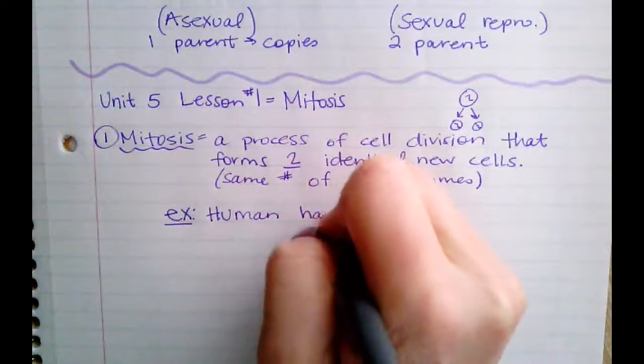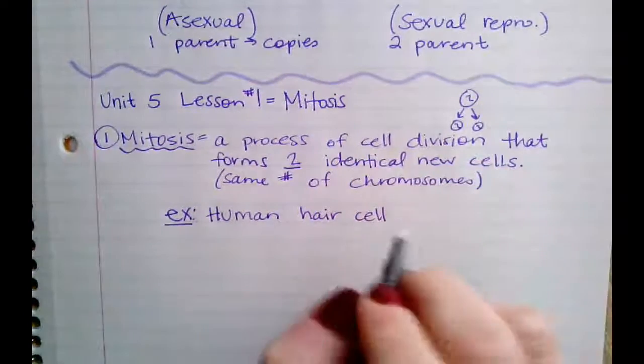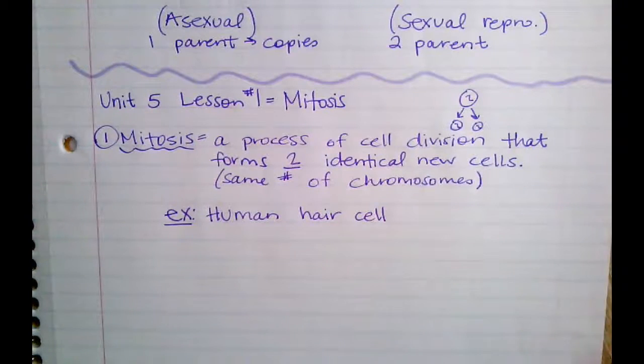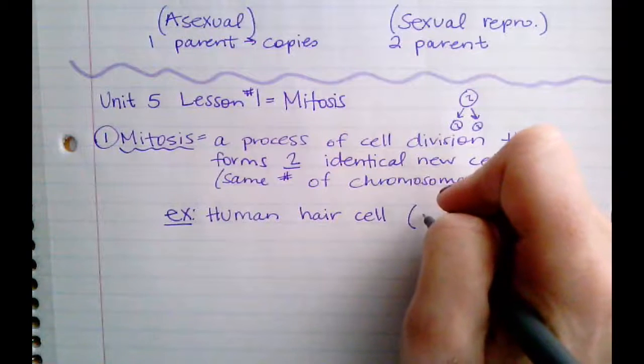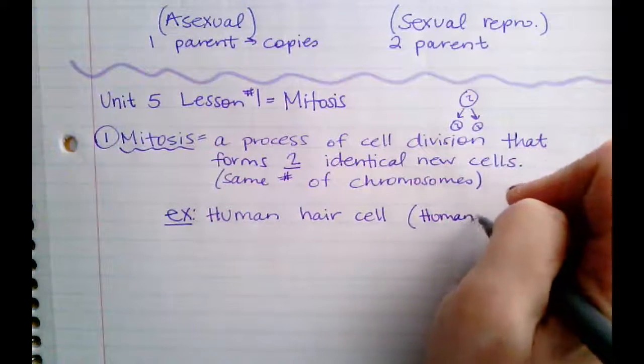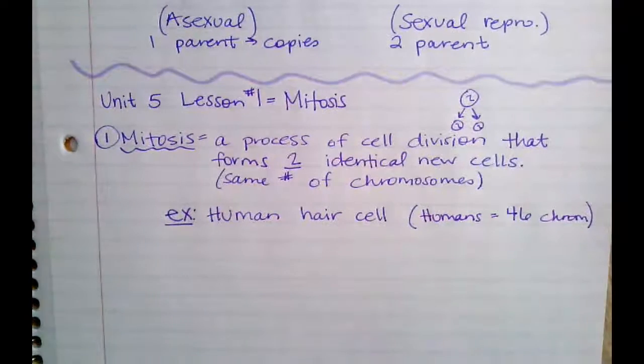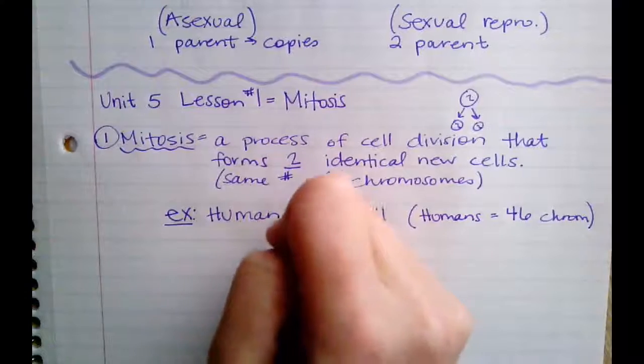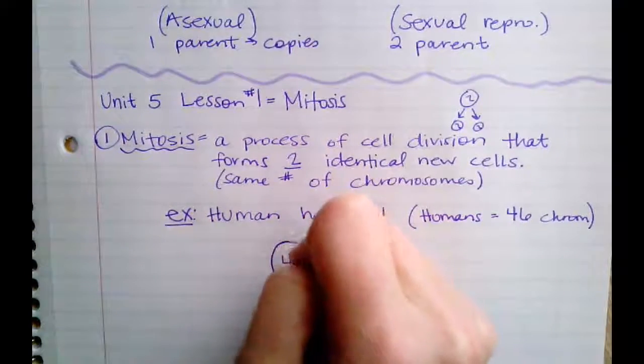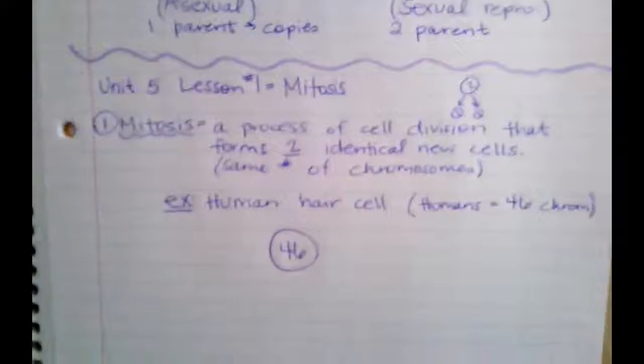So let's talk about like a human hair cell. I don't know about you guys, but I desperately need a haircut, and it kind of stinks that the hair salons are closed. But if I were to cut my own hair, which would be a horrible, horrible idea, I would regrow my hair. So what happens is through mitosis, humans have 46 chromosomes. Okay, 46. So what happens is if one of my hair cells has 46, and I'm just going to write the number so it's a little easier to understand.